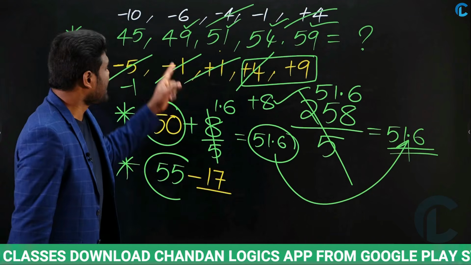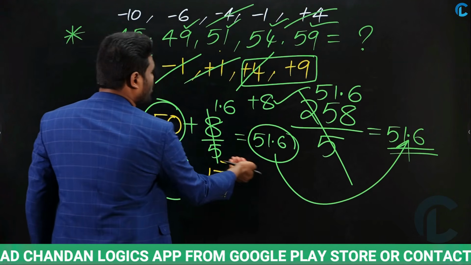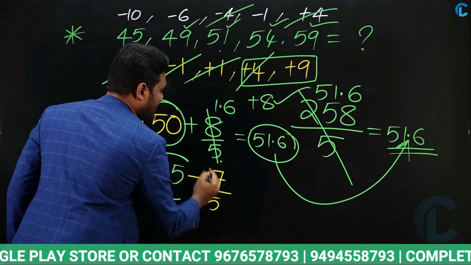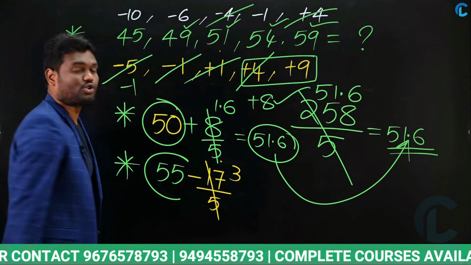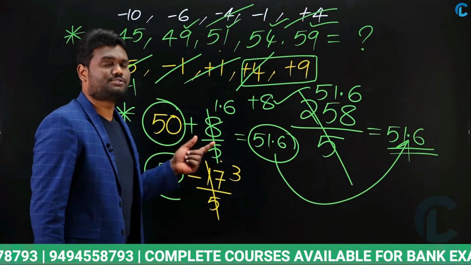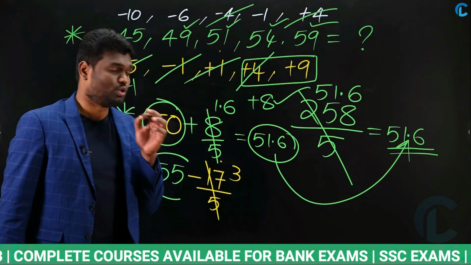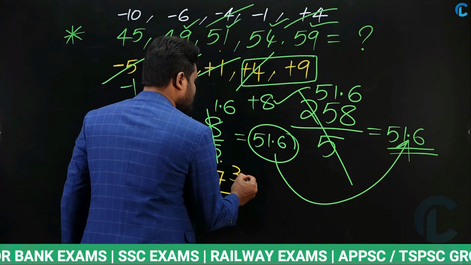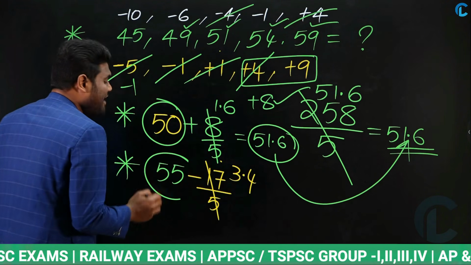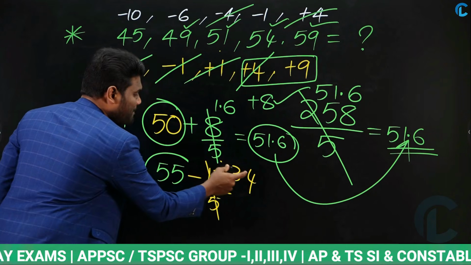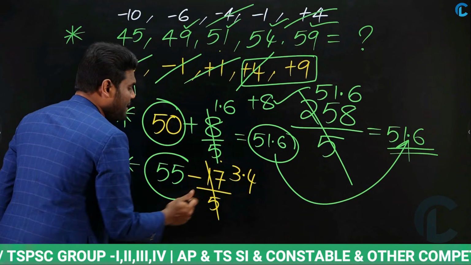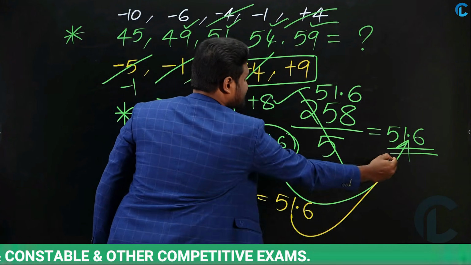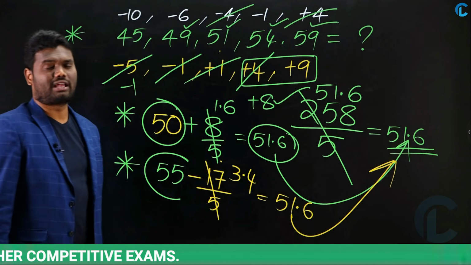How many numbers are there to distribute to? You have a total of 5 numbers. When you distribute to 5 numbers, 5 threes are 15, and the remainder left is 2. 2 by 5 is nothing but 0.4. Now the average is going to be 55 minus 3.4. 55 minus 3.4 is nothing but 51.6, which is the same as whatever answer you got earlier.